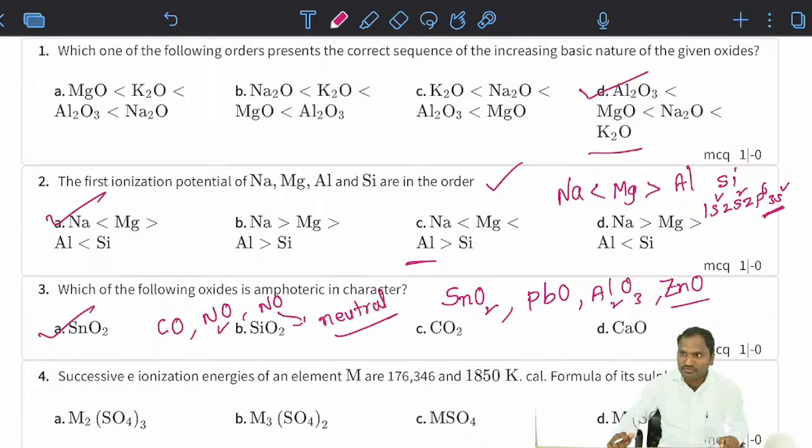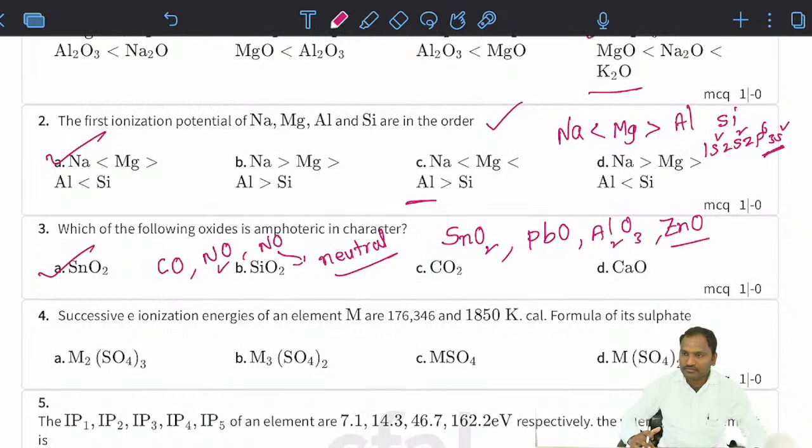Can you see, students, now? Okay, next one. Successive ionization energies of an element M are 176, 346 and 1850 kilocalories. Formula of its sulfate.